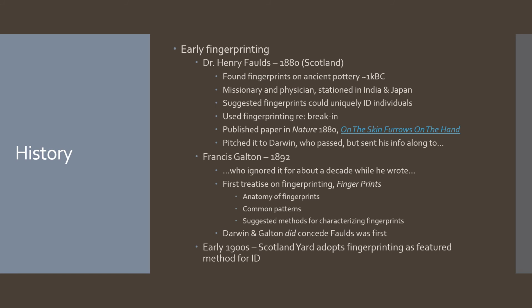He pitched it to Charles Darwin, who kind of took a look at it and went, neat, and then cast it aside. He did send it along to somebody else who he knew who was interested in fingerprint stuff. This guy's name was Francis Galton. He got that paperwork and ignored it. Darwin went, oh, cool, I know somebody who might like this. Sent it on, forgot all about it until he was reminded of it after the fact. Galton went, what do you know?